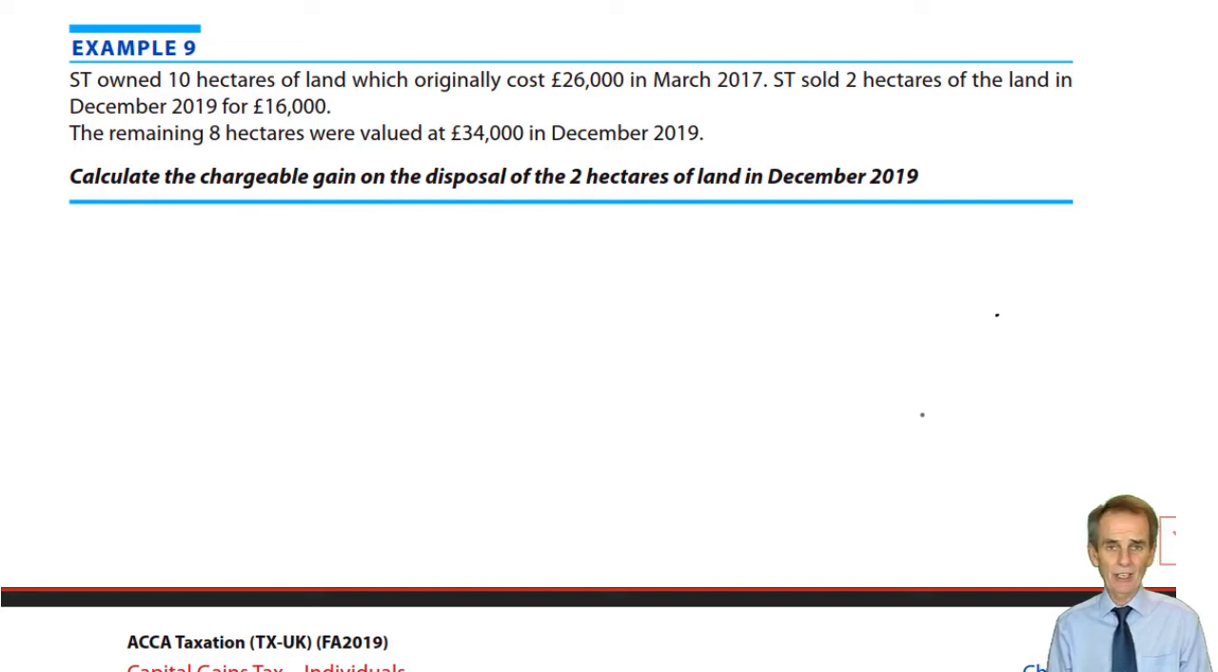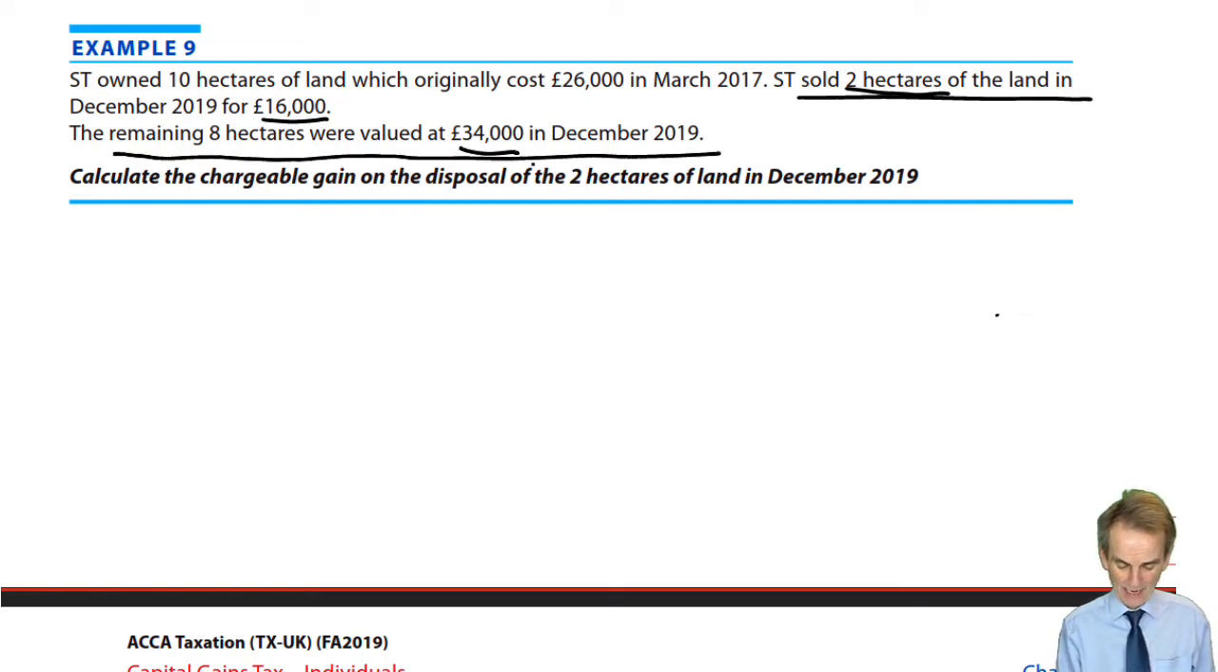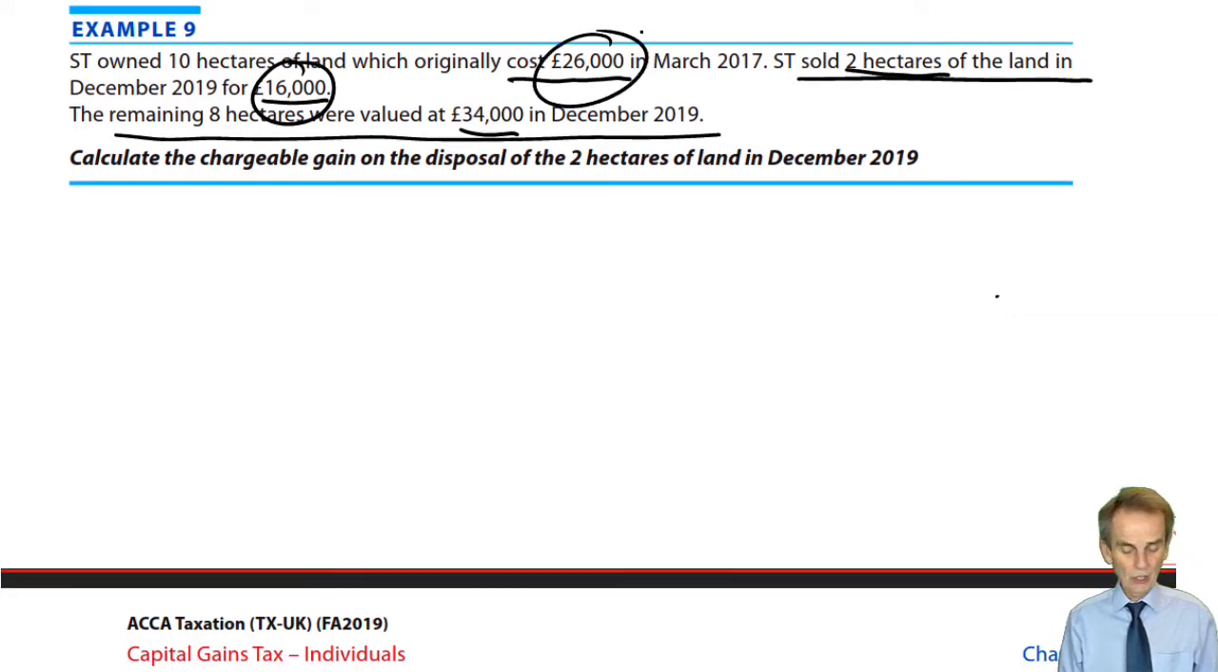Not a difficult exercise, again, hopefully if you've learnt the rule here. What did we sell? Here it was 2 hectares of land. What did we sell them for? £16,000 there. What's the value of the remaining hectares? Value remaining 34,000. What was the original cost of the entire parcel of land, some 10 hectares of land? 26,000. So we know the proceeds are 16,000. We know the total cost is 26.